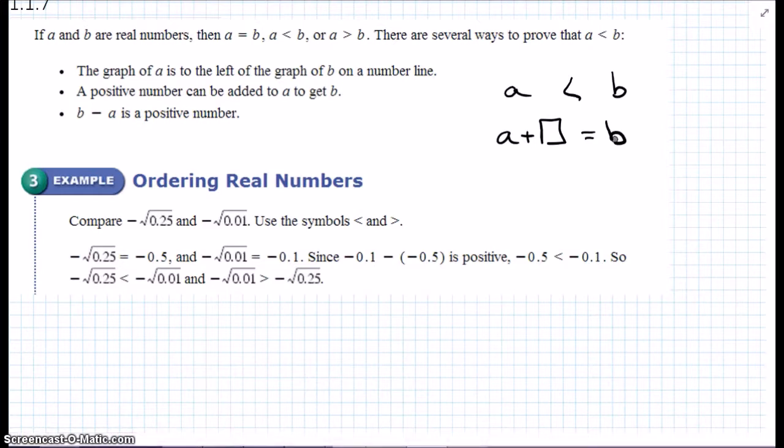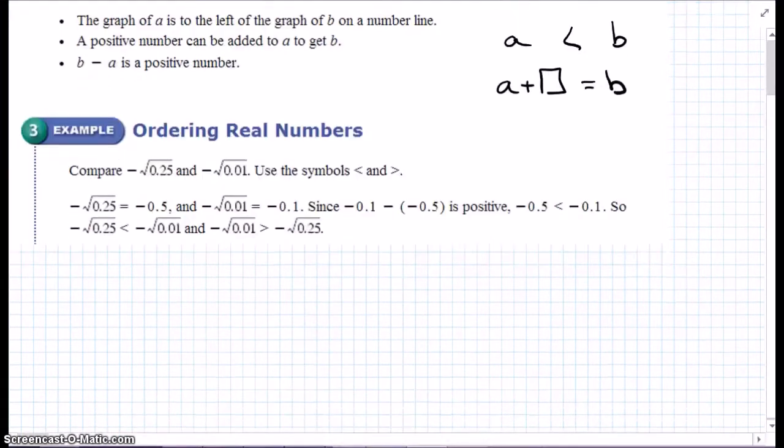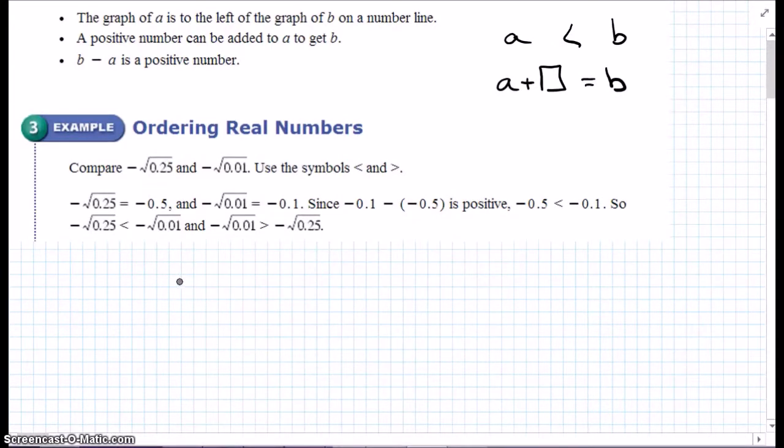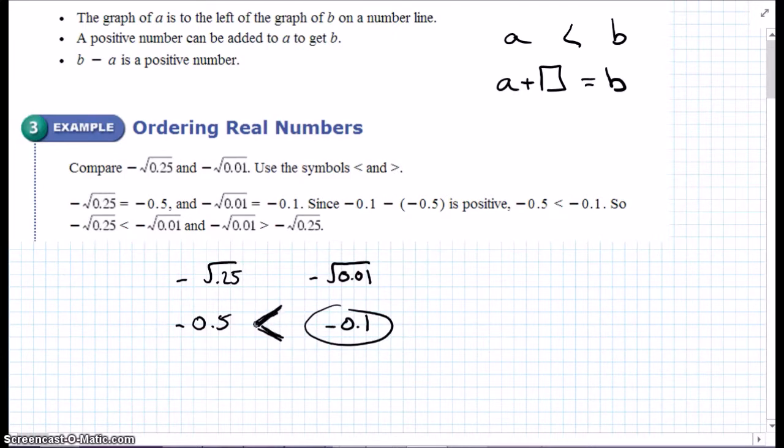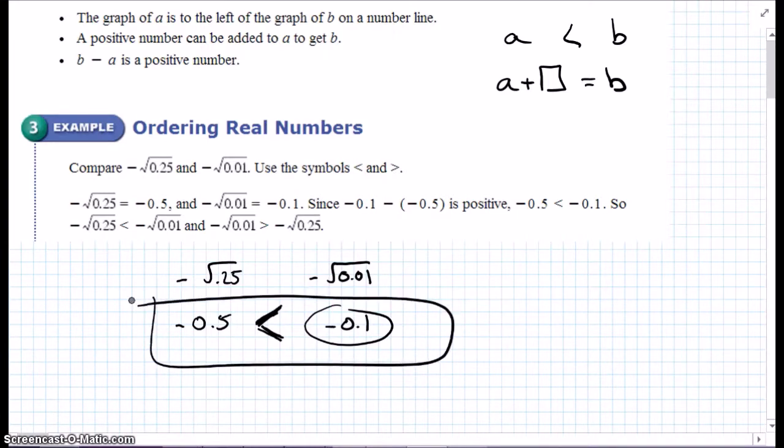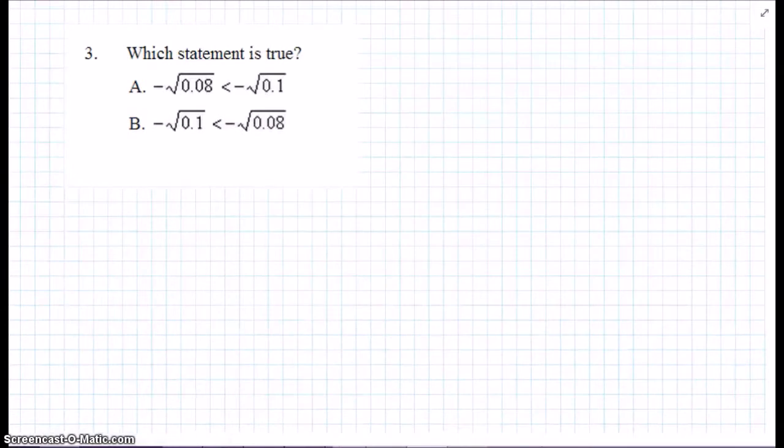So the next example, let's just compare. All right, the negative square root of 0.25 and the negative square root of 0.01. Well, negative square root of 0.25 is negative 0.5, and the negative square root of 0.01 is negative 0.1. Okay, so we know which one's closer to 0. Well, this one is. So we can put the alligator that way. Easy stuff to put on one. So which statement is true?